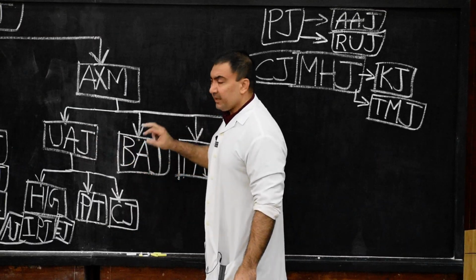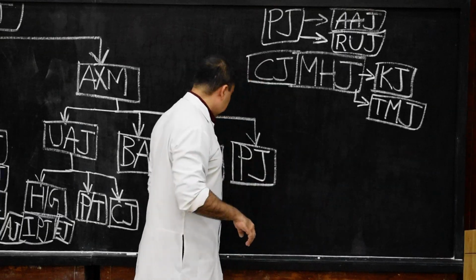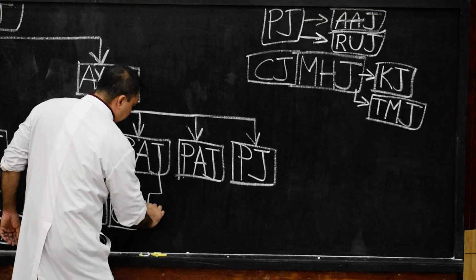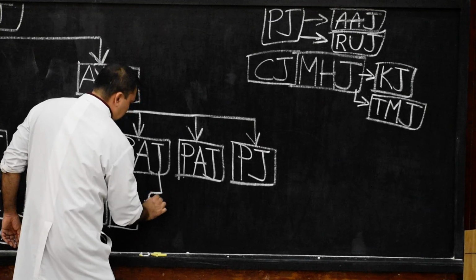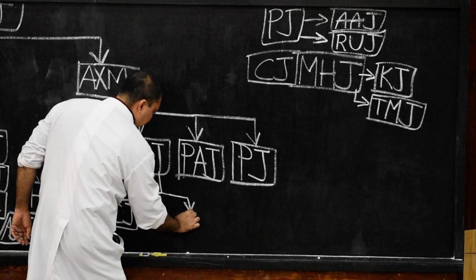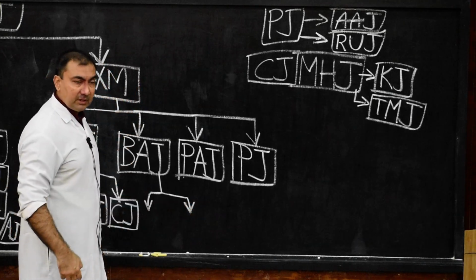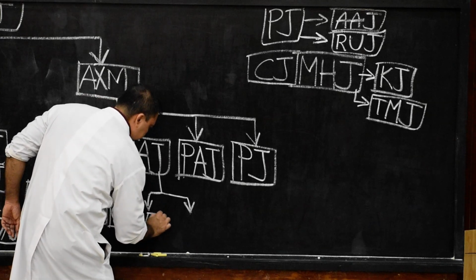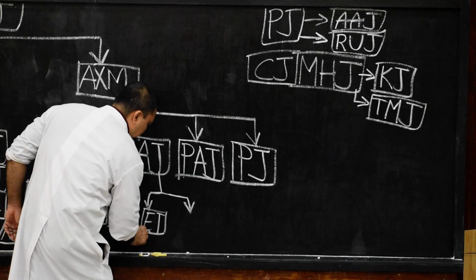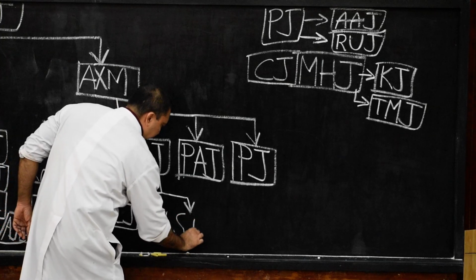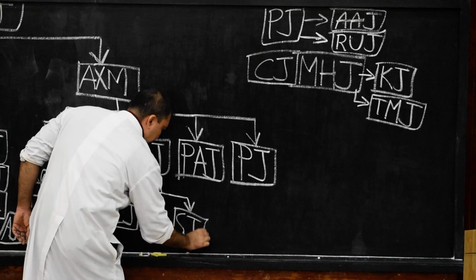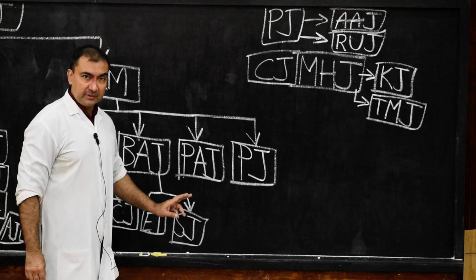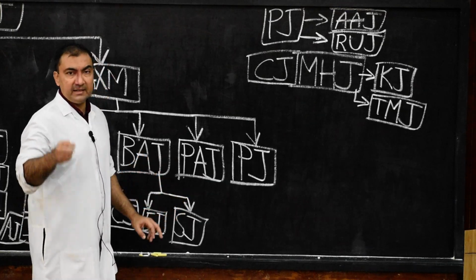Now, biaxial joint. This biaxial joint is classified into two basic categories. What are those two basic categories? Number one, ellipsoid joints, and number two, saddle joint, the saddle variety. Ellipsoid variety and saddle variety come under the classification of biaxial joints.